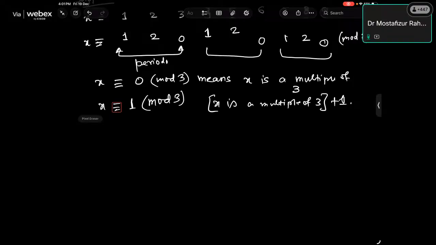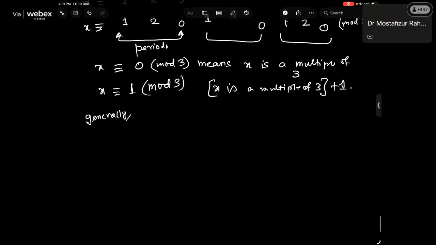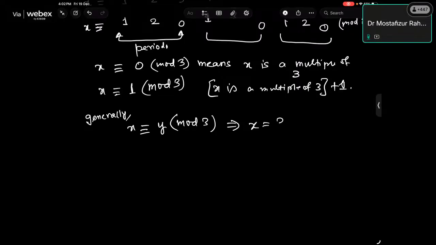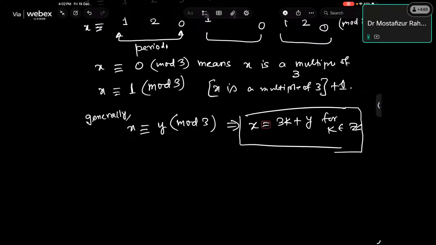So generally we write this thing as x equivalent to y modulo 3, or modulo k, you can write, in fact. Which is basically the number x you can write as 3k plus y for k belongs to some Z, right? Any integer number. So this is the expression to write any number in modular form, and this is the exact number you can represent in this way, right?